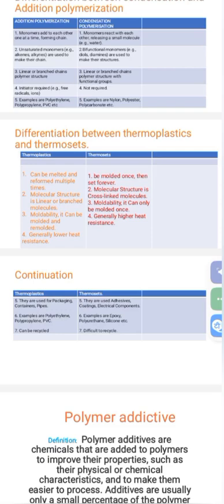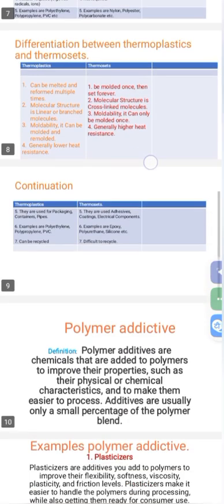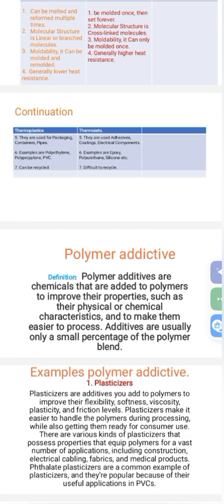That is why if you try to melt a breakable plastic and rubber, you will see that the rubber will melt and the breakable one will still be standing before it starts breaking and makes sounds. Then the next one is uses. Thermoplastics are used for packaging, containers and pipes, adhesives, coatings and electrical components. Examples of thermoplastic are polyethylene, polypropylene, PVC, etc. Examples of thermoset are epoxy, polyurethane and silicone.